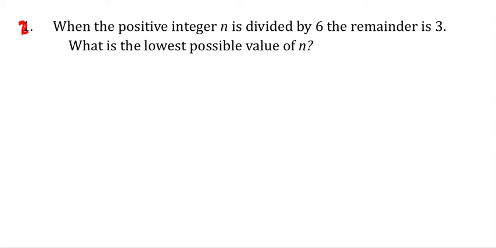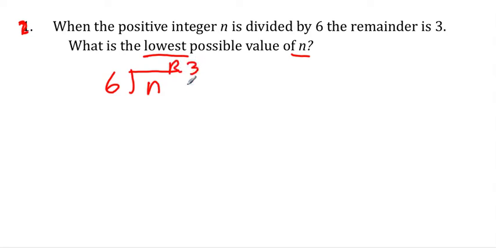So this question reads, when the positive integer n is divided by 6, the remainder is 3. What's the lowest possible value of n? The lowest possible value of n. This is a very easy question. 6 is the divisor. It's going to go into some number and have a remainder of 3.